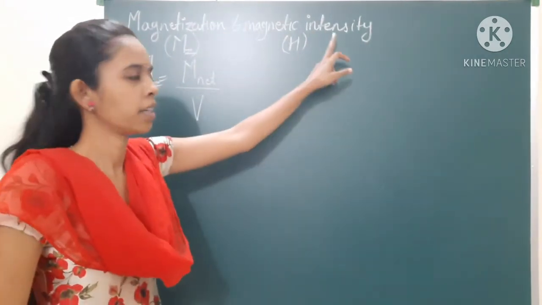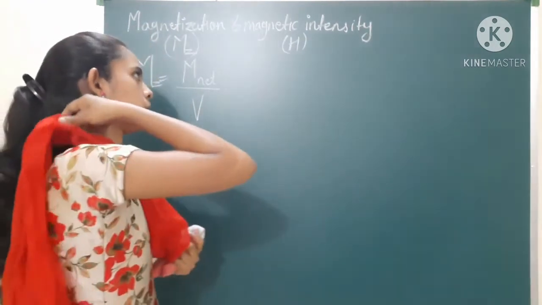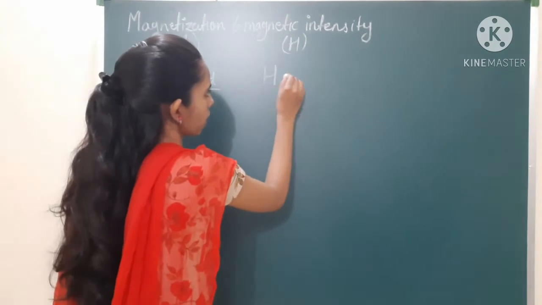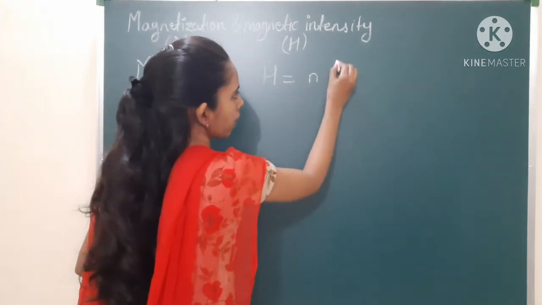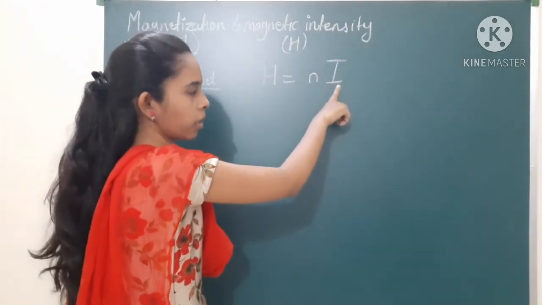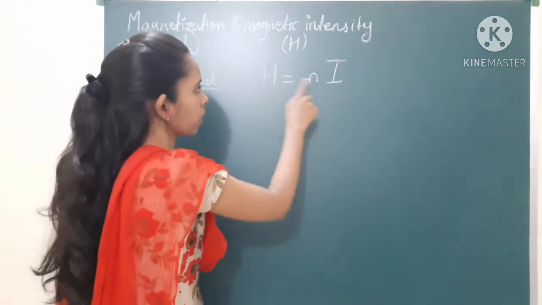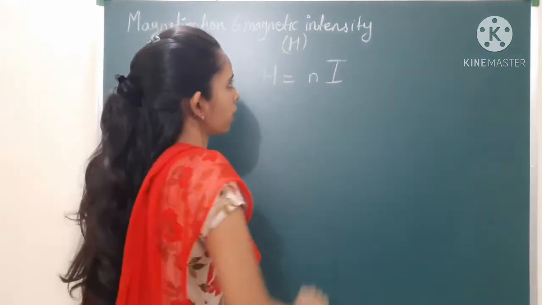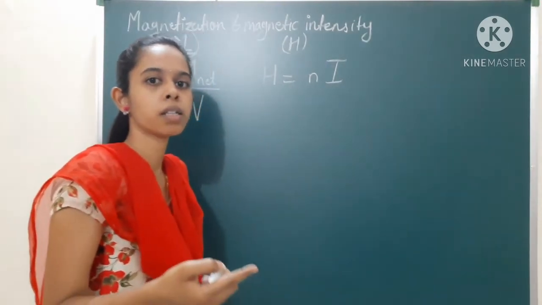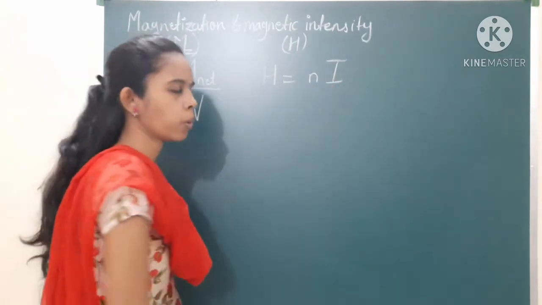Now magnetic intensity. Magnetic intensity we can define as H is equal to small n into capital I. This I is the current and n is the number of turns. So this is the formula for magnetic intensity. In a different way, we can say that it is the strength of the magnetic field. So H is equal to nI.